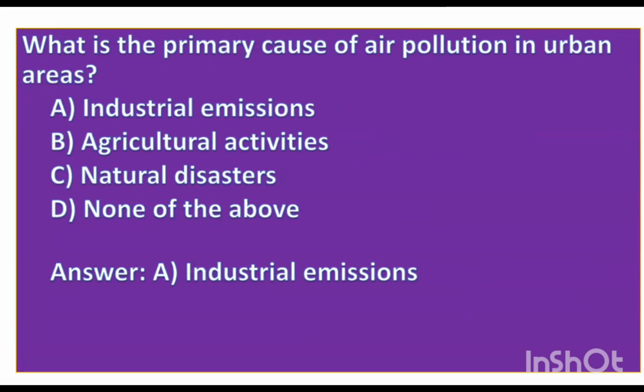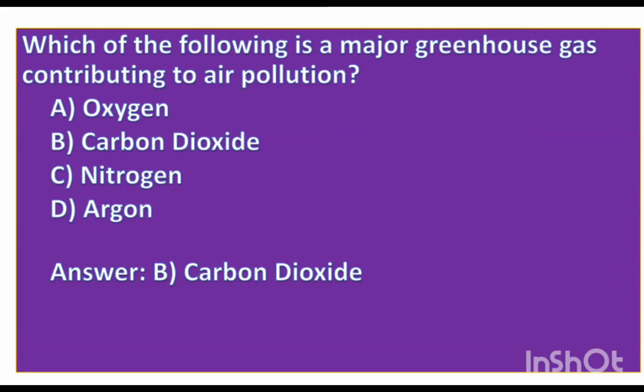What is the primary cause of air pollution in urban areas? Options: industrial emissions, agriculture activities, natural disasters, none of the above. Answer: industrial emissions. Which of the following is a major greenhouse gas contributing to air pollution? Options: oxygen, carbon dioxide, nitrogen, argon.